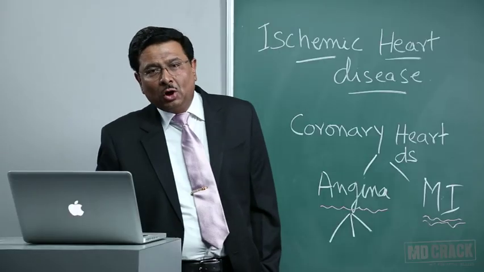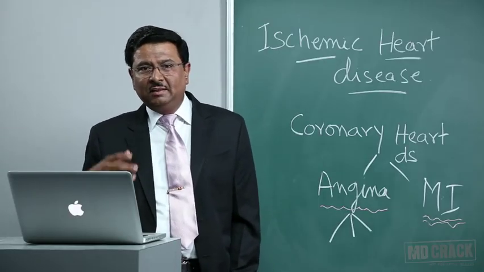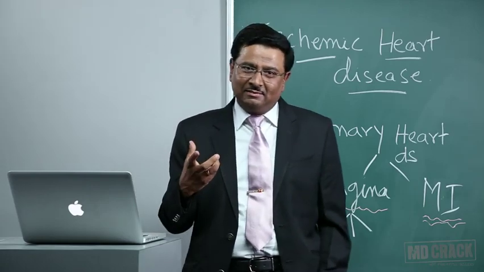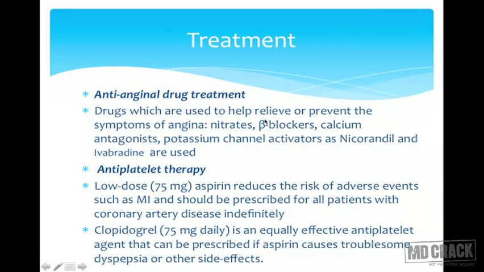Well, we have spoken a lot about the clinical features and the investigations. What next? The treatment. Anti-anginal drug treatment. I think you must have read this thoroughly in the lectures of pharmacology. Drugs which are used to help relieve or prevent the symptoms of angina are: number 1, nitrates, beta blockers, calcium channel antagonists, and potassium channel activators such as nicorandil, and ivabradine.